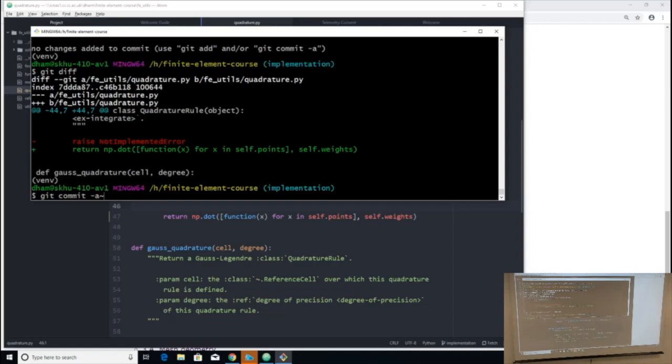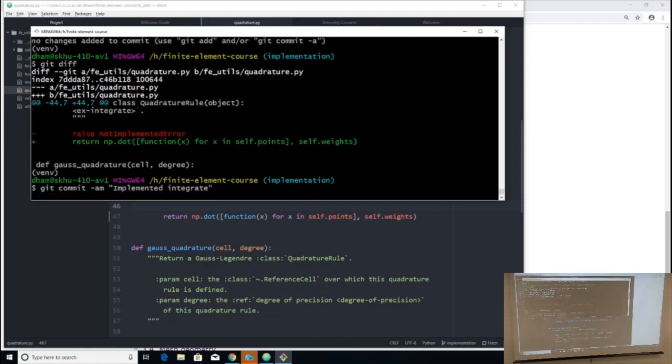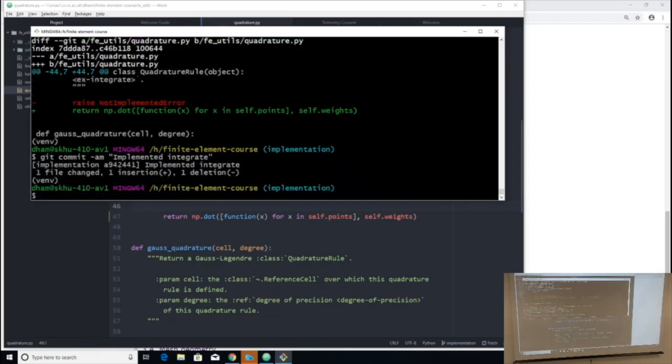The easier way to do it is to provide the message on the command line. And the way you do that is you say git commit dash AM, and then I give the message. So the message is a string which I put in quotes, and the message is implemented integrate. Return. One file changed, yep. One insertion, one deletion. Yeah, we just saw that. I deleted the line raise not implemented error. I put in the line return whatever.